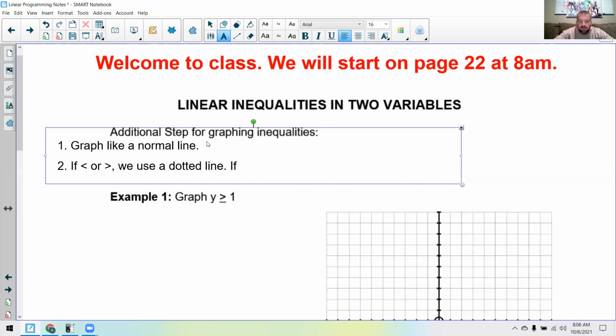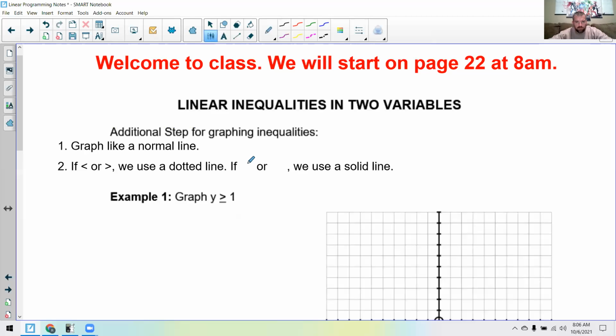If the inequality is, I don't know how I could copy that. Let's just do it like this, I'll just write it in. We use a solid line. So let me write that in because I don't feel like copying the symbol. If less than or equal to or greater than or equal to, we use a solid line.